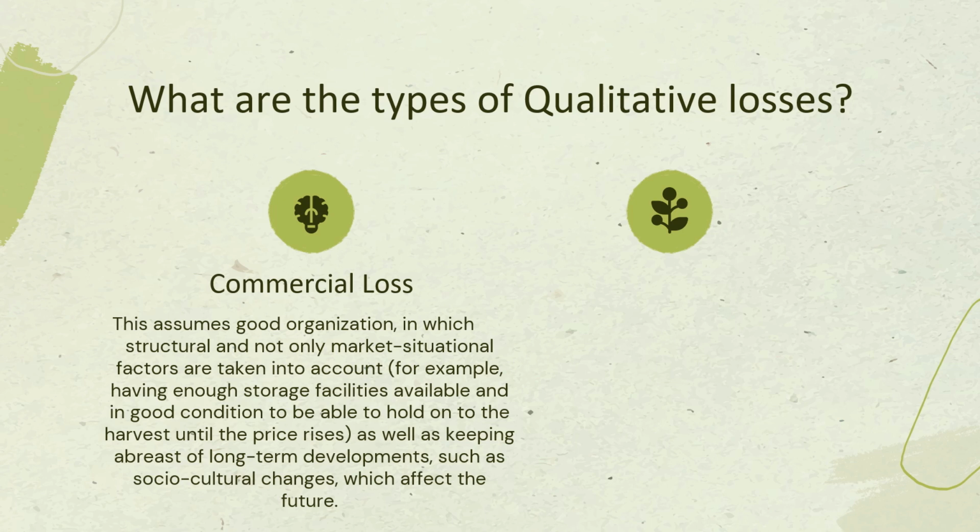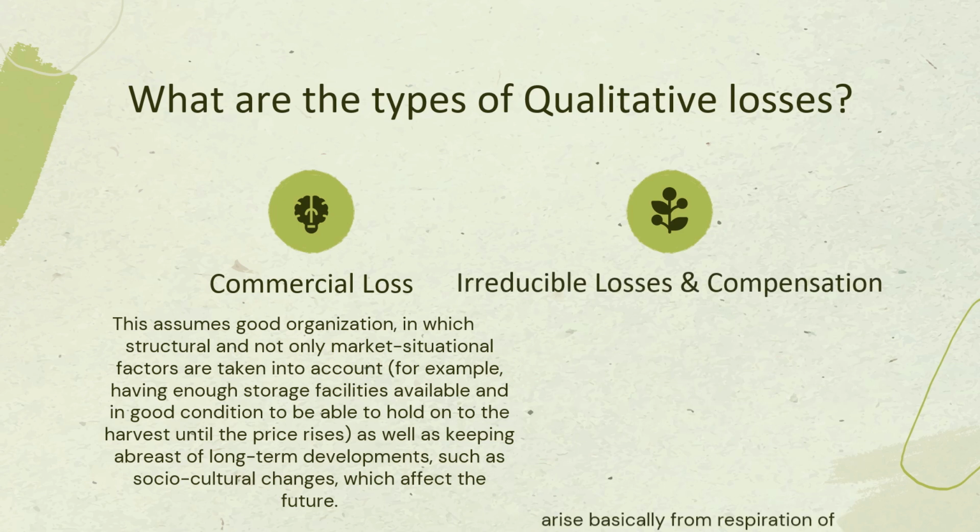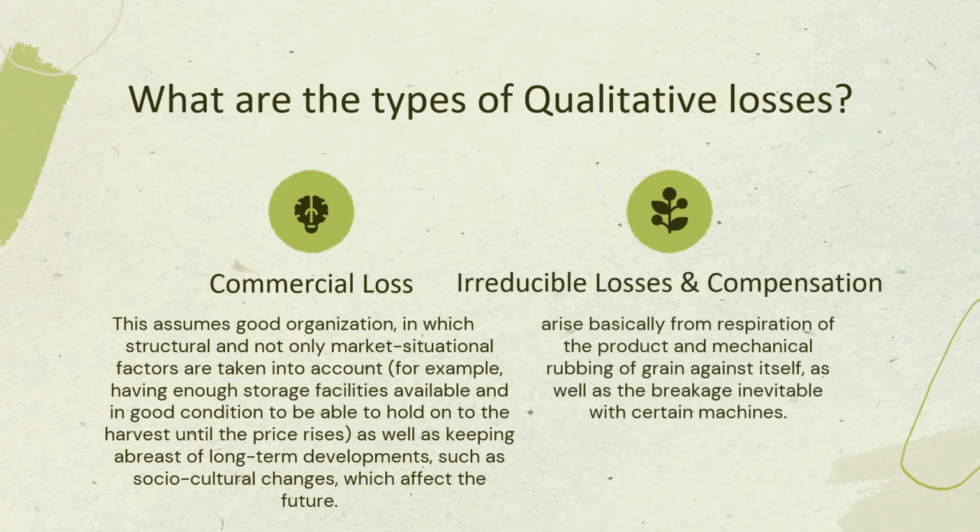Irreducible losses and compensation. While loss of weight during drying is normal and measurable, there are other so-called irreducible losses, which arise basically from respiration of the product and mechanical rubbing of grain against itself, as well as the breakage inevitable with certain machines. It should therefore always be remembered that losses, whether pre-harvest or post-harvest, that is in production, distribution, storage, or marketing, cannot realistically be reduced to zero, and that they have to be compensated for through extra production.